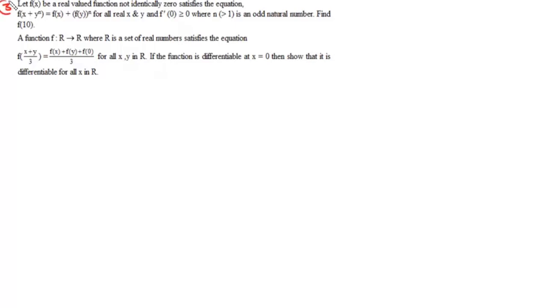Now this third question is, let fx be a real valued function not identically 0, satisfying the equation f of (x plus y) to the power n is equal to fx plus f of y to the power n, where n is an odd natural number and it is true for all real x, y, and f dash 0 is greater than or equal to 0. Now we need to find the value of f10. Now first we'll find the value of f0.